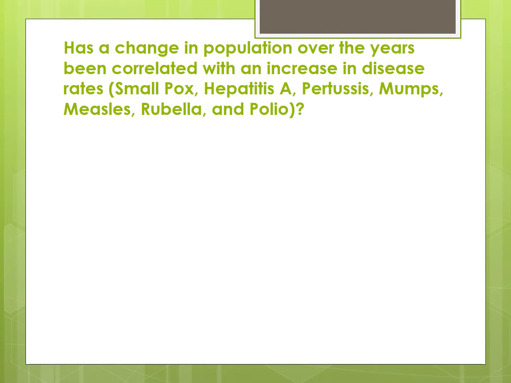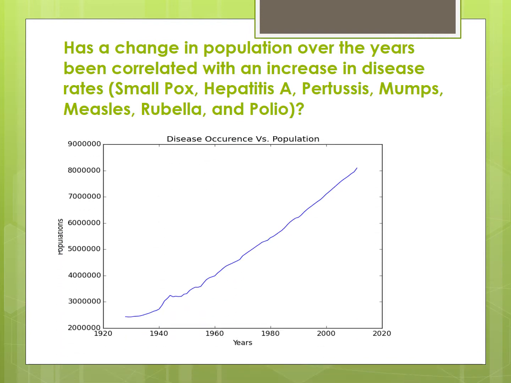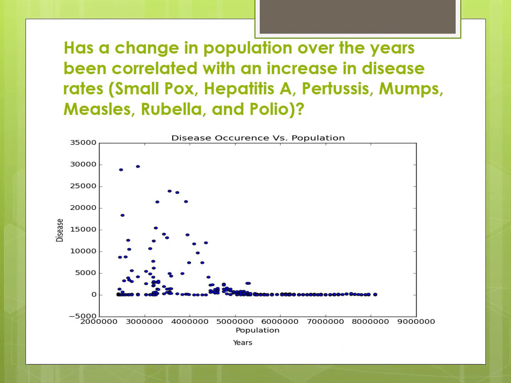My first question is: has a change in population over the years been correlated with an increase in disease rates for smallpox, hepatitis A, pertussis, mumps, measles, rubella, and polio? As you can see from this chart, the population has steadily increased in Virginia since the late 1920s. However, even with an increase in population, the number of cases of diseases has plateaued at an all-time low. This information is important for the stakeholders because it allows epidemiologists and the CDC to see the general downward trend of disease rates. It also allows historians to understand the past history of disease outbreaks.